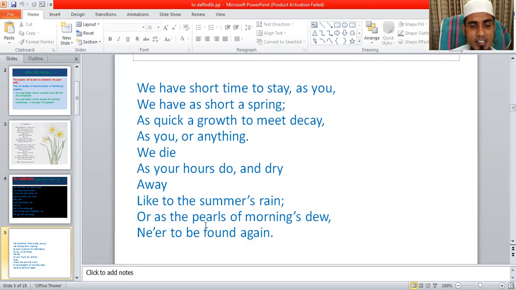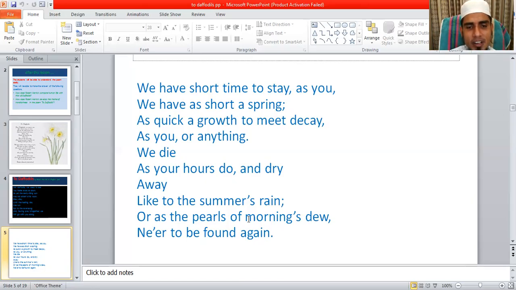He gives the example of as the pearls of morning's dew. Here he gives another beautiful image, morning's dew, the pearls of morning's dew. You know, dew looks like pearls. The dewdrop in the morning on the grass looks like pearls. This is a very fine, very nice image here. Whenever the sun rises, this dew vanishes from the earth, from the grasses. So whenever time passes, everything in this world has to meet its decay.